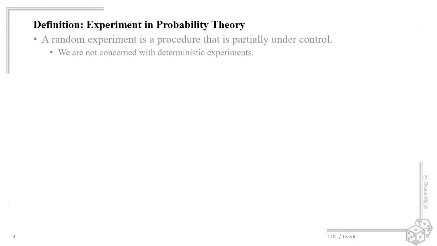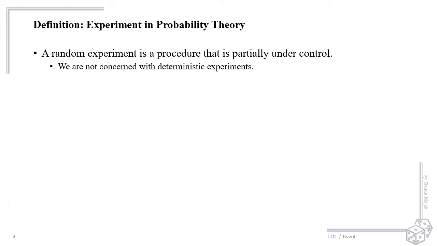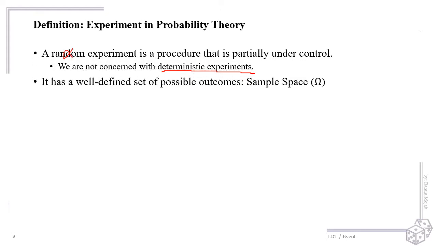Our discussion starts by defining an experiment. A random experiment is a procedure that is partially under control. Since we are not concerned with deterministic experiments, we simply say an experiment and we omit this word. Every experiment has a well-defined set of possible outcomes, and we call it sample space. I use omega to denote it, and each member of omega, or the sample space, is an elementary outcome.